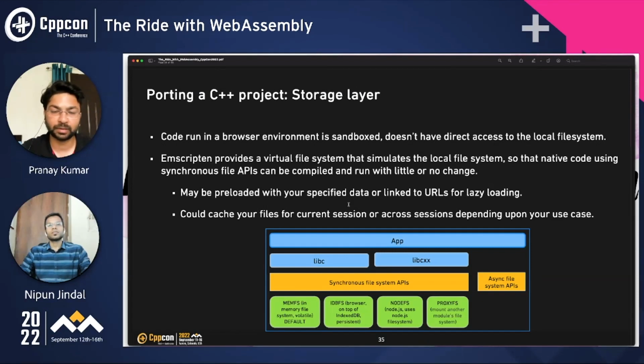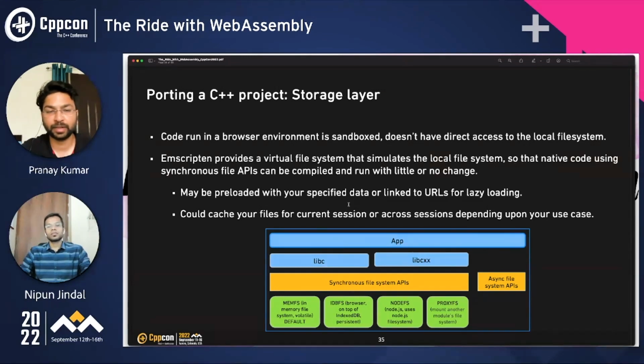Let's see in this diagram how a web app that uses the storage layer of Emscripten typically looks. It accesses libc, and libc provides file APIs which are synchronous. There are also asynchronous file system APIs available that JavaScript can use. Even your C++ code can use them if you want to, but most likely you would be porting code for an existing project, so you would be more comfortable with the synchronous file system APIs.